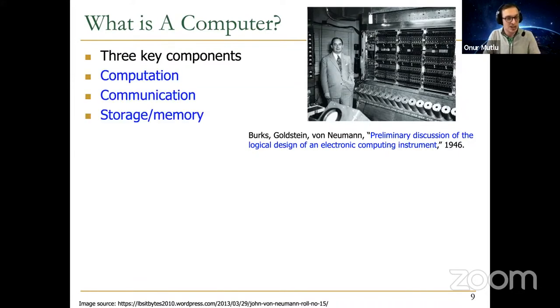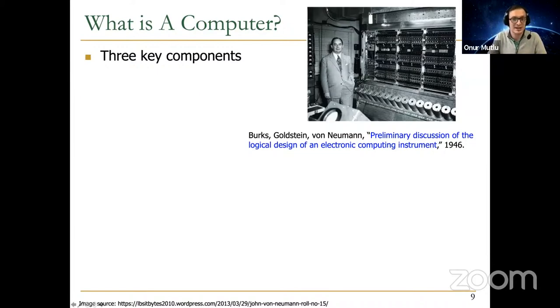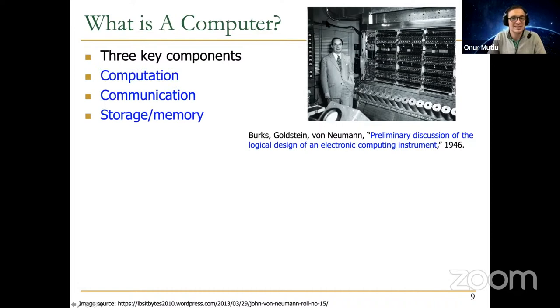Some of them do computation: microprocessors, for example, or accelerators that we've talked about, FPGAs. Some of the components do communication, meaning data transfer or control transfer. These are wires or interconnects. We're going to talk about that as well, and you're going to actually use them in your designs. And the third component is storage and memory. Essentially, this is where data is stored in general.